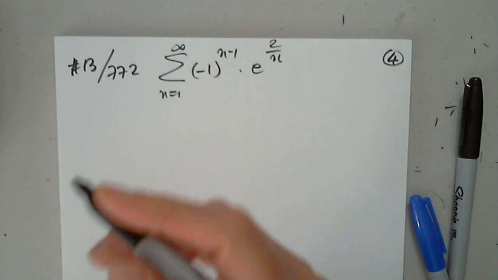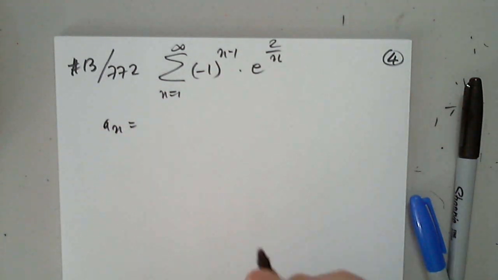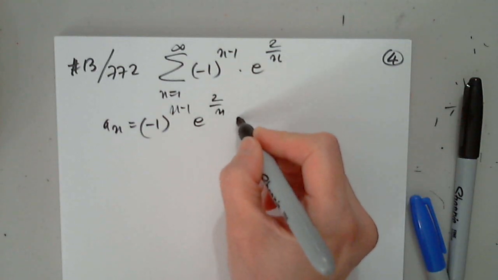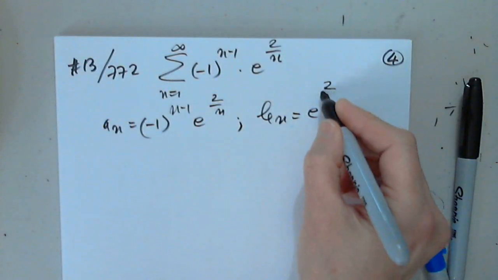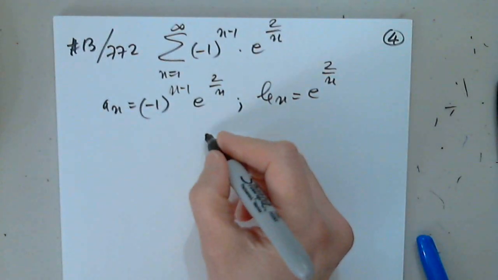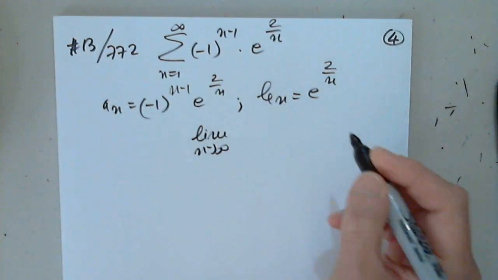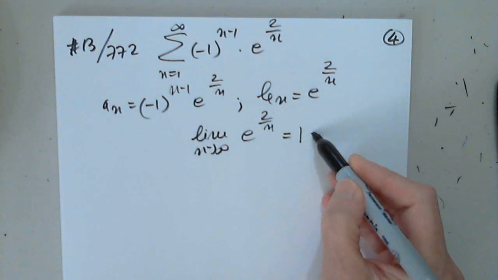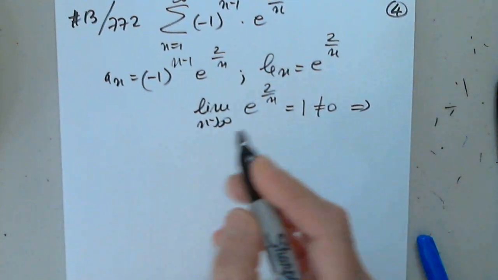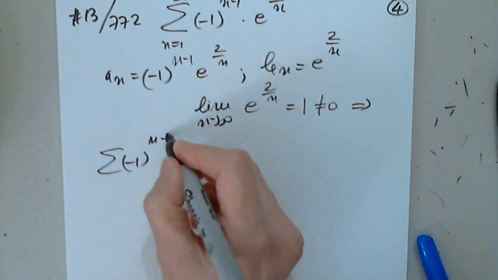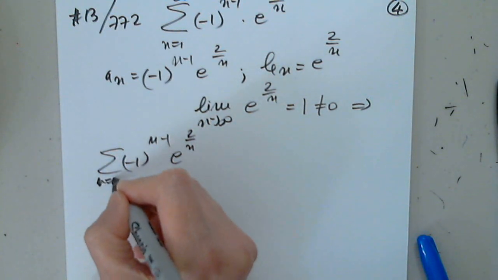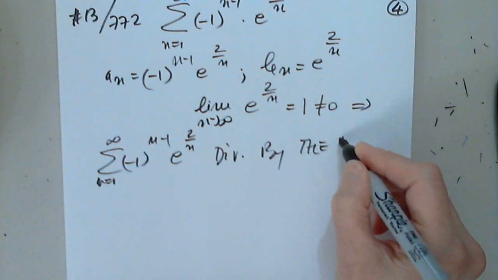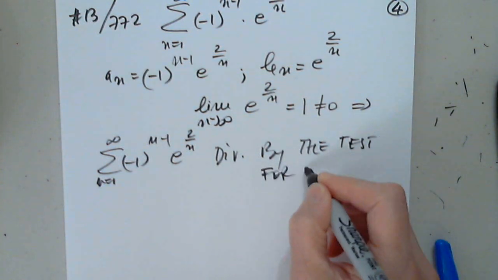Okay, very good. So again, to make sure that this is clear, a sub n is this, and b sub n is this. And you notice that the limit as n approaches infinity of e to the 2 over n is e to the 0, which is 1, which is not 0. So from here we conclude that this series is divergent by the test for divergence.